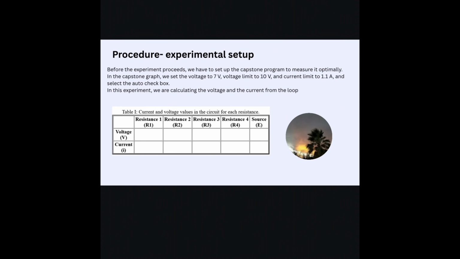Before we do the experiment, we have to set up the Capstone program to measure those results optimally. In the Capstone graph, we set the voltage to 7 volts, voltage limit to 10 volts, and current limit to 1.1 amperes, and select the auto checkbox. In this experiment, we're calculating the voltage and the current from the loop of the resistors in the circuit.